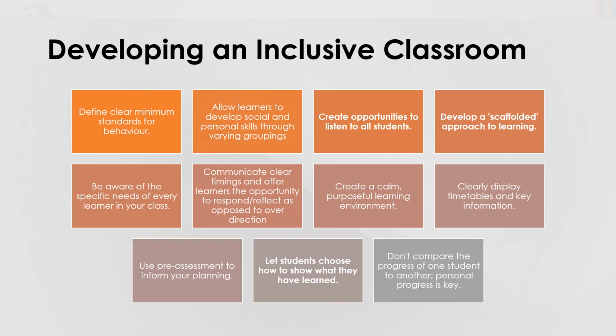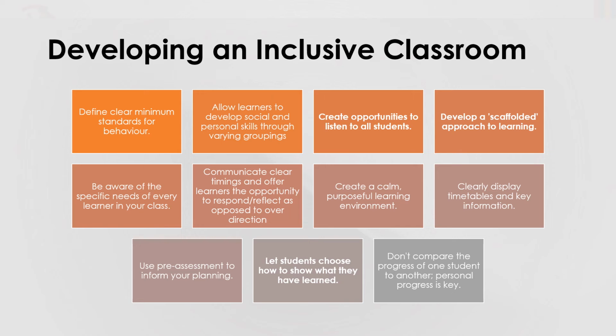Okay, so we're now going to have a little look at developing an inclusive classroom, and these are things that we can do. When Staff Development Day was face-to-face, we wanted you to go around the building and have a little look. So that could be something that you do now, about the classrooms that you're in. Have they got these key things that we need when we are trying to develop an inclusive classroom? So define clear minimum standards for behaviour. We should be allowing our learners to develop social and personal skills through different groupings. We should be able to create opportunities to listen to all our students, and develop a scaffolded approach to learning.